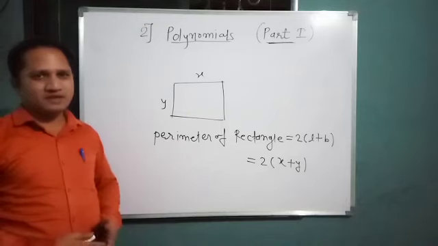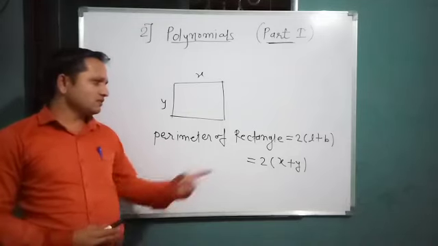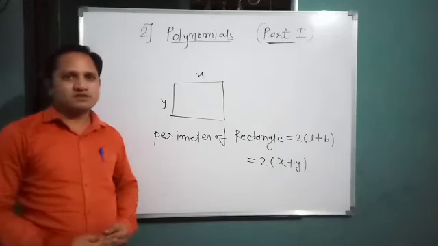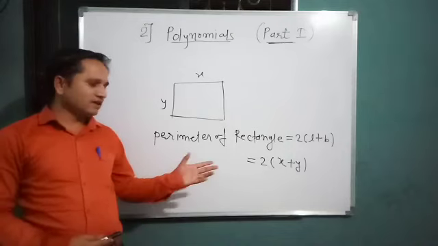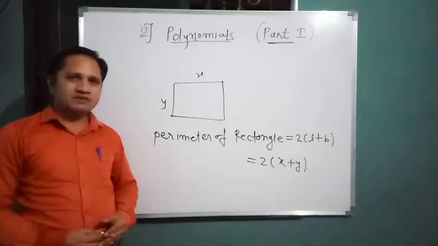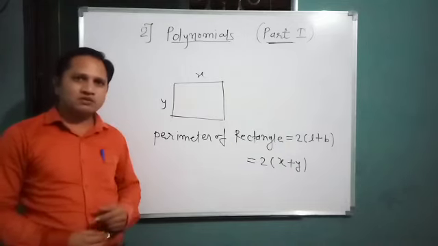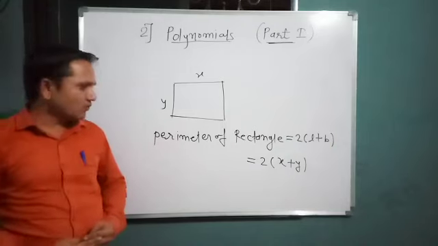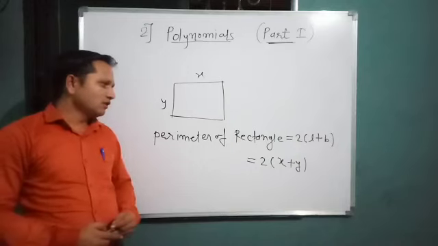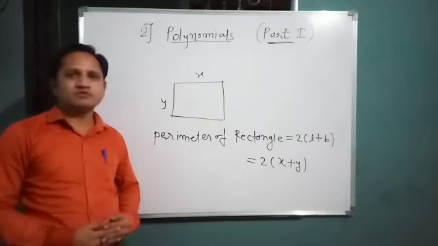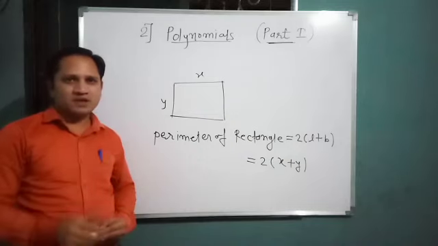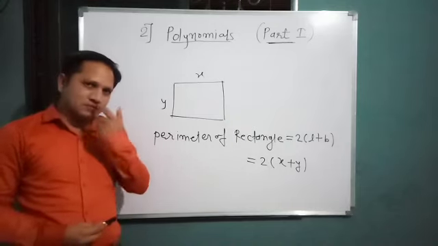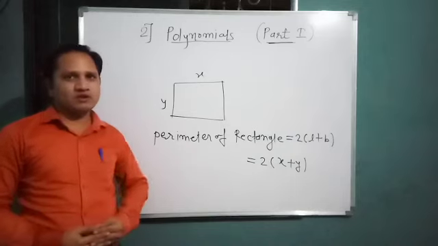Why is this called an algebraic expression? Because in this expression some unknowns are there, meaning there is x, there is y, whose values are not known. Therefore, these unknowns are called variables. So x and y are variables here. This is called an algebraic expression, a mathematical expression whose values are not given, which can be used to express some mathematical quantity.